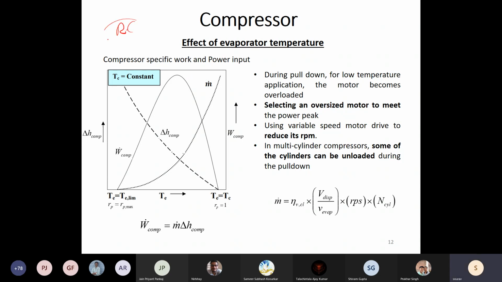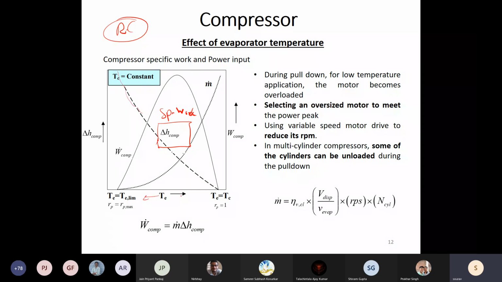Okay, so we have seen the effect on the refrigeration capacity. Drastically it will reduce if you reduce your evaporator temperatures. Now let's see what happens to the compressor power consumption. If you look at the delta H compressor, delta H compressor is nothing but the specific work. So specific work, if you reduce your evaporator temperature, that kept on increasing.